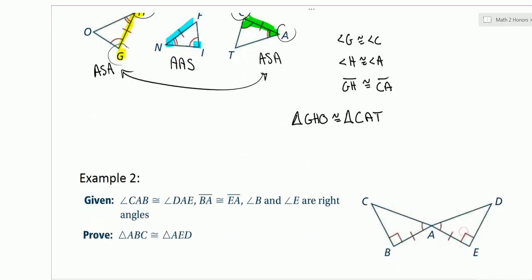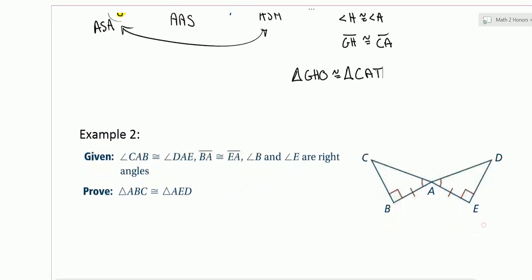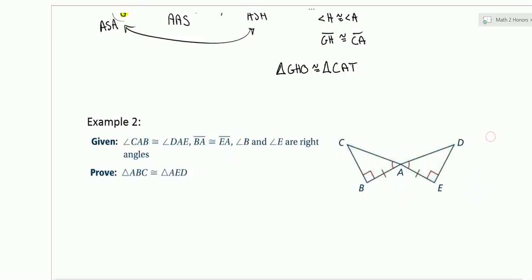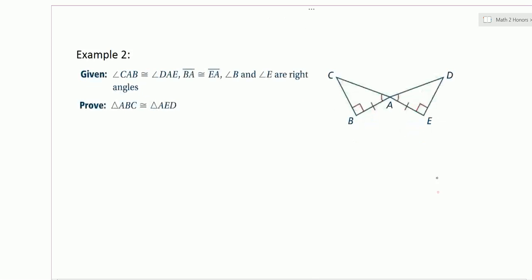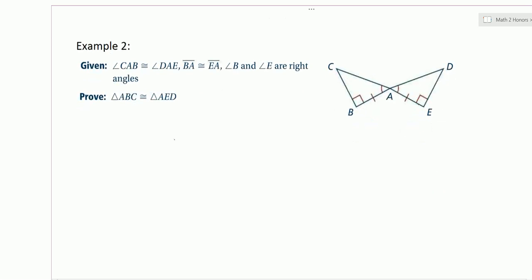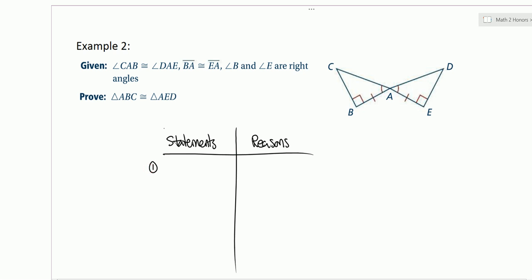Example 2. We are here to write a proof now. We're given some information and asked to prove triangles congruent. So let's set up a two-way table proof where statements are on the left-hand side and the reasons on the right-hand side. And our first statement is always just to copy down the givens.